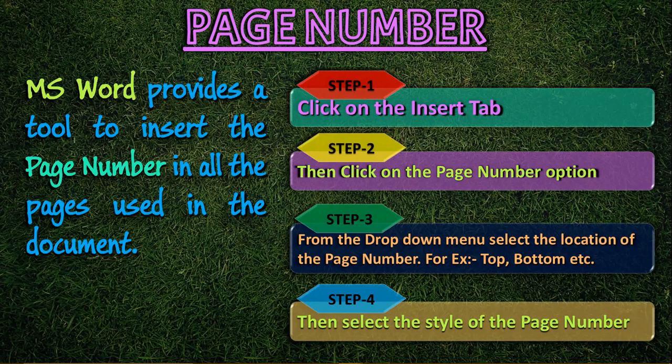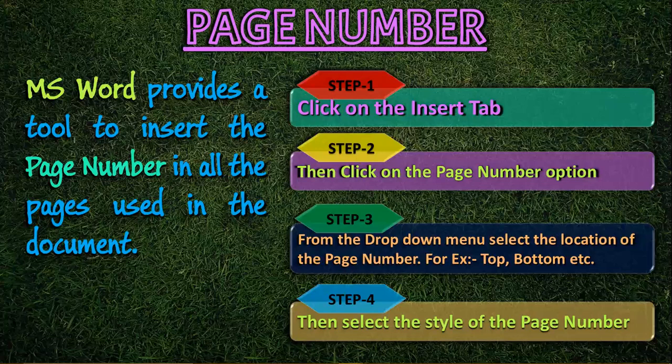So, the steps for inserting the page number in the MS Word page are: first, click on the insert tab. Second, click on the page number option. On the ribbon of the insert tab, you will get the page number option. Just click on that. After clicking, one drop down menu will appear. In that drop down menu, you will get different styles for the page number. Whatever style you prefer, click on that style, and that page number design will be inserted. And as you insert more pages, the page number will be automatically applied on the new pages.